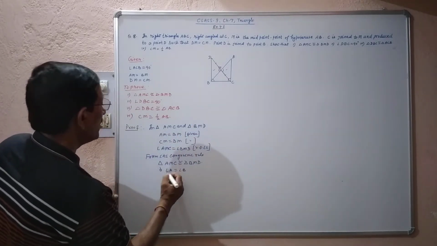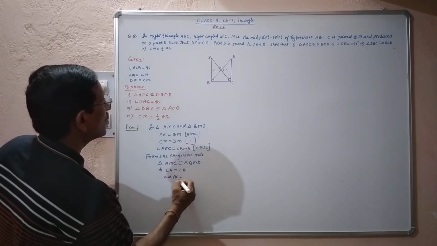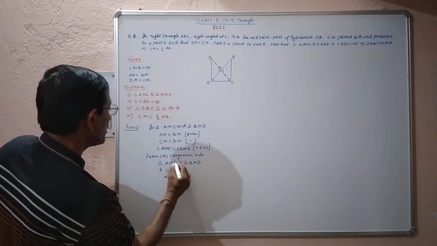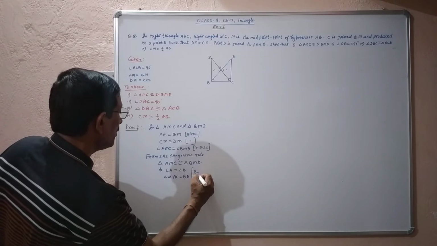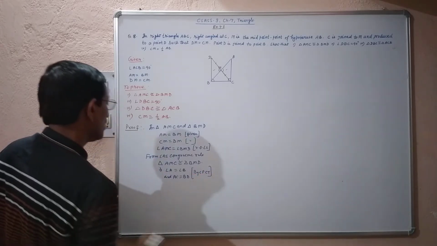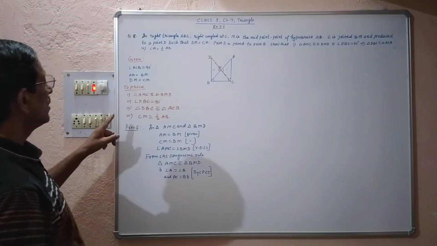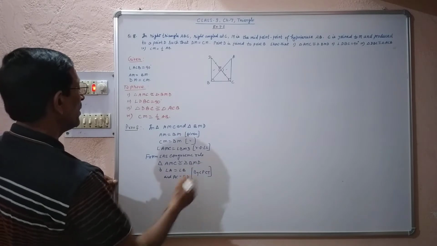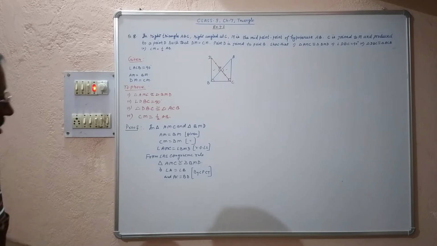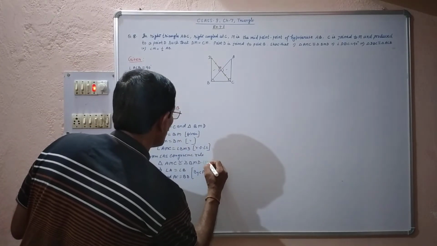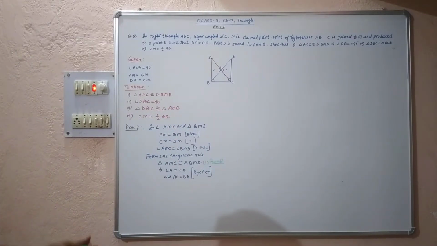Now AC is equal to BD. We will write here BD, reason by CPCT. So this triangle AMC congruent to triangle BMD, it is first proved. We can write here first proved.